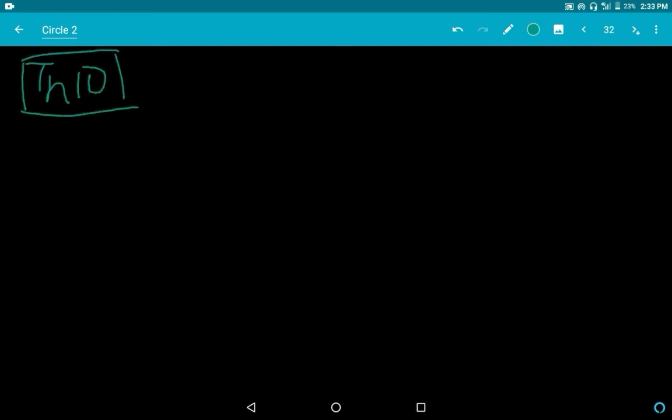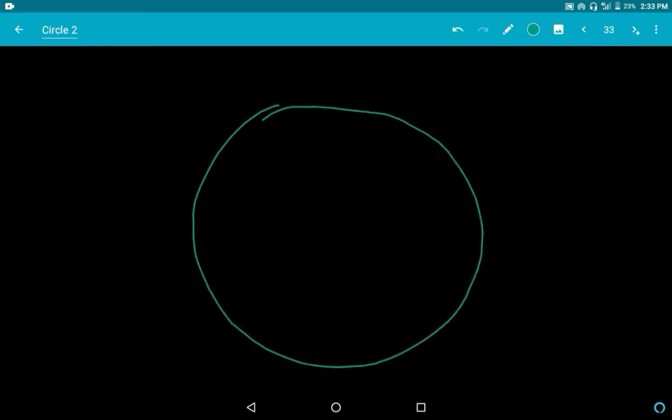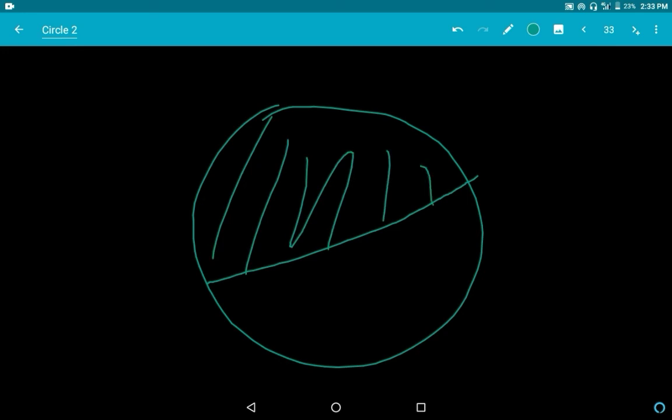Theorem 10: angle in a semicircle is a right angle. This is a semicircle. If we draw any angle like this, it will become a right angle. Now you would ask why. This is the proof. Let's say there is a semicircle like here. If this is the diameter, then this part is actually the semicircle.